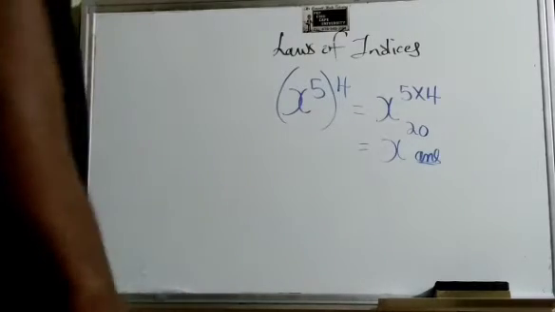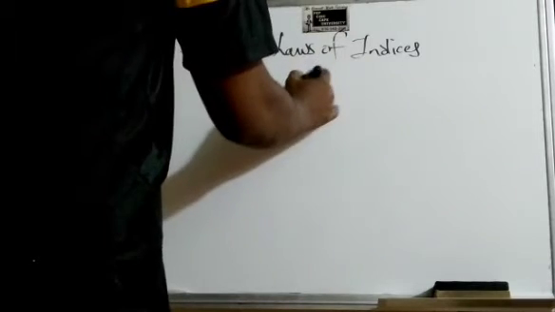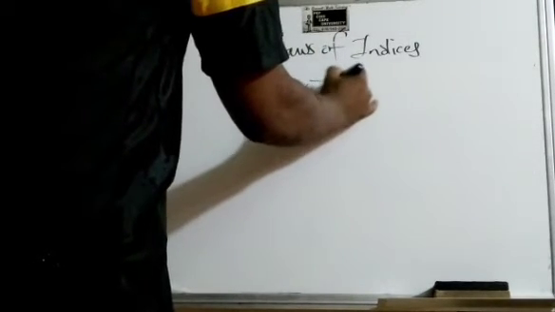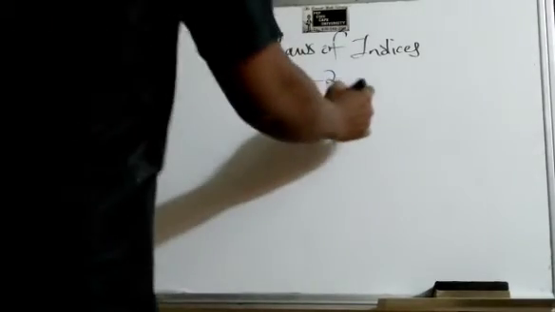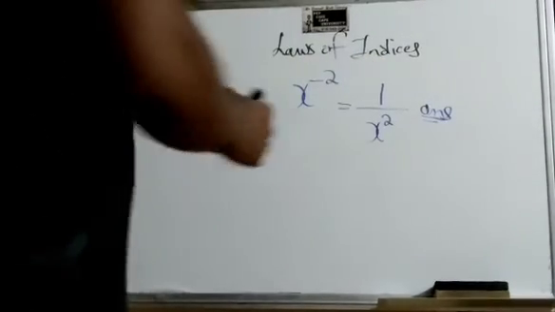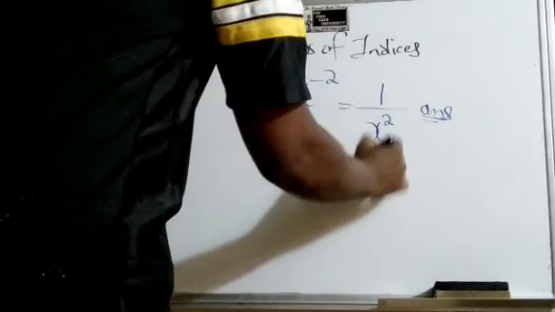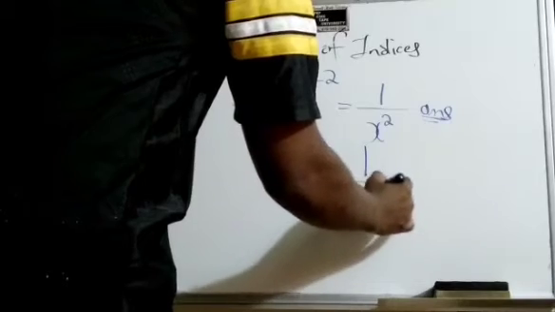Now we're going to look at when a number is raised to a negative index. What do we mean by that? Say we have x raised to the minus 2. The rule says it will be 1 over x squared. So this indicates that it is less than 1. It's a fraction. Similarly, if we have x raised to the negative 3, it is 1 over x to the 3.